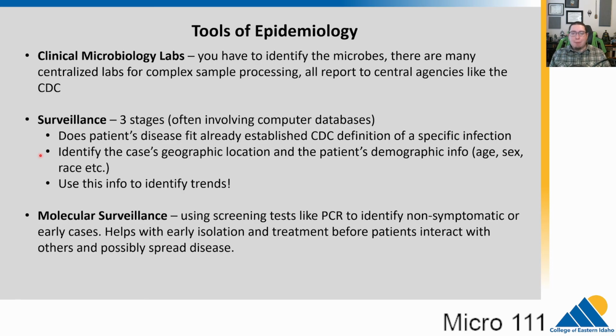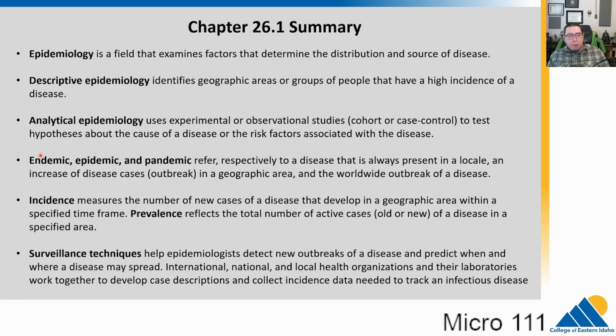All right, that was a lot of information, but I think when you put it all together, it really makes sense, right? You got to collect data, go out there, find it. That's descriptive epidemiology. Then you take that data and you develop hypotheses, you analyze it. That's the analytical epidemiology, and then you test those hypotheses. We described endemic diseases, epidemics, and pandemics, dealing with increase in case number and spread in geographical area. Talked about incidence and prevalence, and some surveillance techniques here.